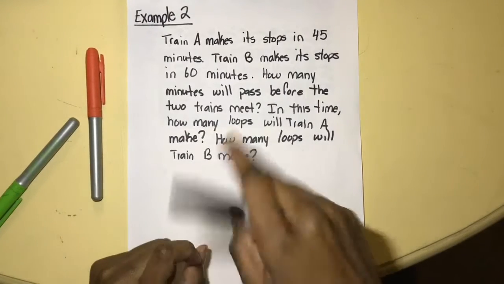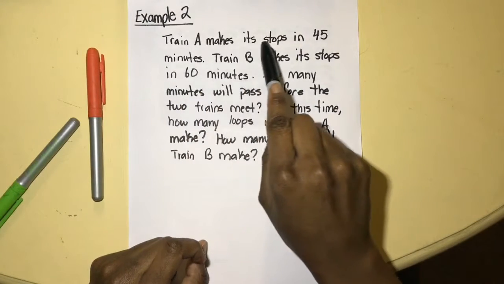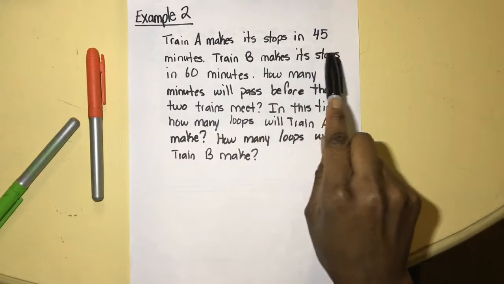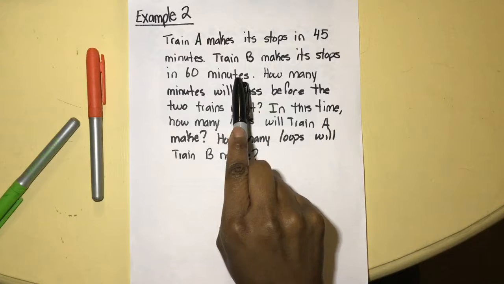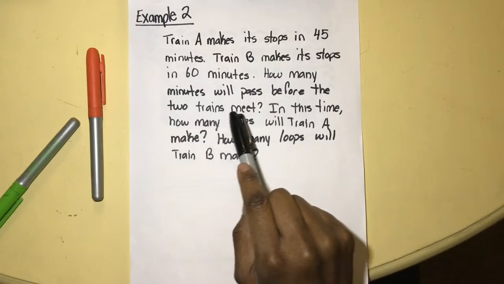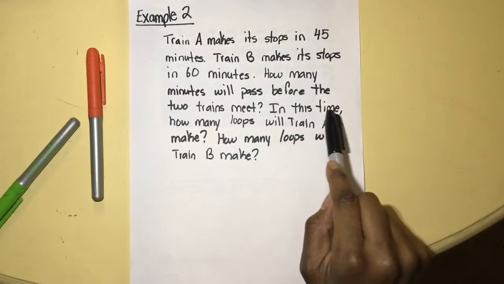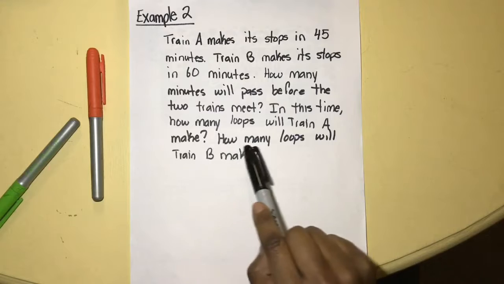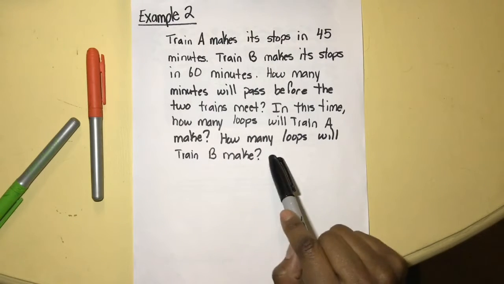Example 2. Train A makes its stops in 45 minutes. Train B makes its stops in 60 minutes. How many minutes will pass before the two trains meet? In this time, how many loops will train A make? How many loops will train B make?